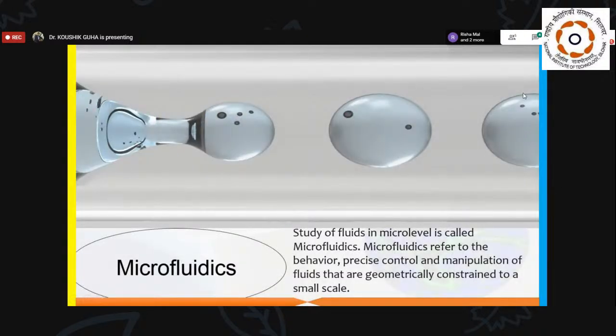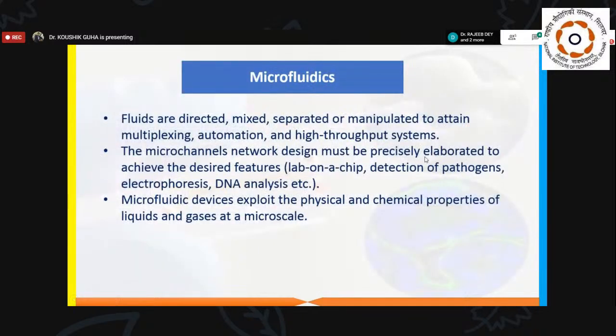Now, I have talked about MEMS. MEMS is one part, the technology that can support this lab on chip type of device. Similarly, along with MEMS, microfluidics also comes into play, because without microfluidics we cannot make it for lab on chip type of application. So why is microfluidics important? Because the study of fluids at the microscale is called microfluidics. You can see the fluids are directed, mixed and separated or manipulated to attain multiplexing, automation and high throughput systems.